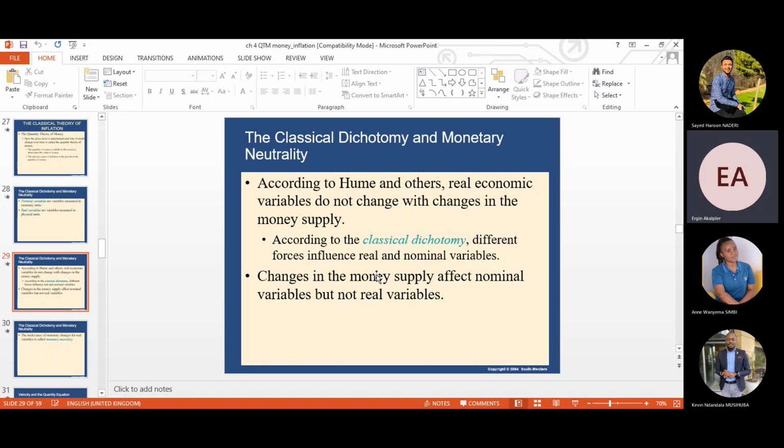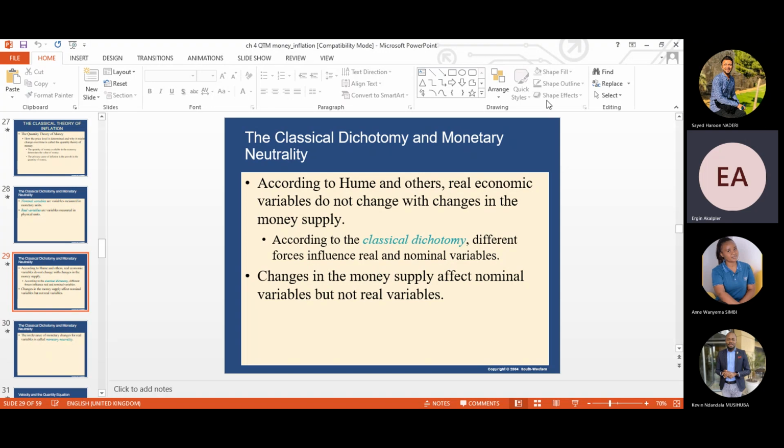The real economic variables do not change with changes in the money supply, which means, according to the classical dichotomy, different forces influence real and nominal variables. As I mentioned to you, it is affected by other variables, through multiplier effects; inflation is affecting and changing the whole system, let's say, changes in the economy.